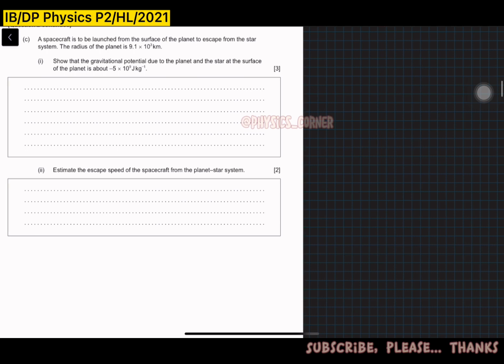A spacecraft is launched from the surface of planet to escape the star system. The radius of planet is 9.1 times 10 to the power 3 kilometer. So the gravitational potential due to the planet and the star at the surface of the planet is about minus 5 times 10 to the power 9 joule per kilogram.